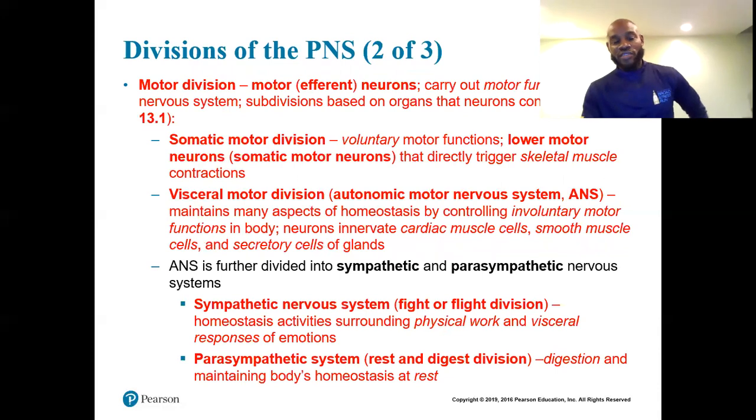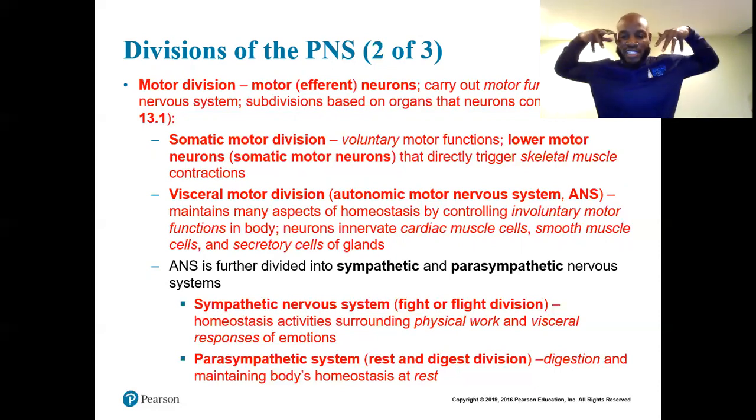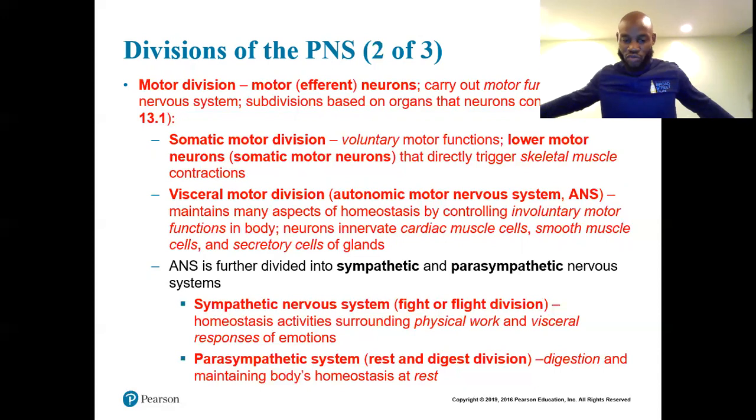Motor division, efferent. Remember, afferent is sensory, efferent is motor. Those two terms. It carries out the motor functions of the nervous system. Subdivisions are based on the organs that the neurons contact. So now that sensory sends information towards the CNS, the motor division sends information back to tell our body what to do. We have the somatic motor division, voluntary motor function.